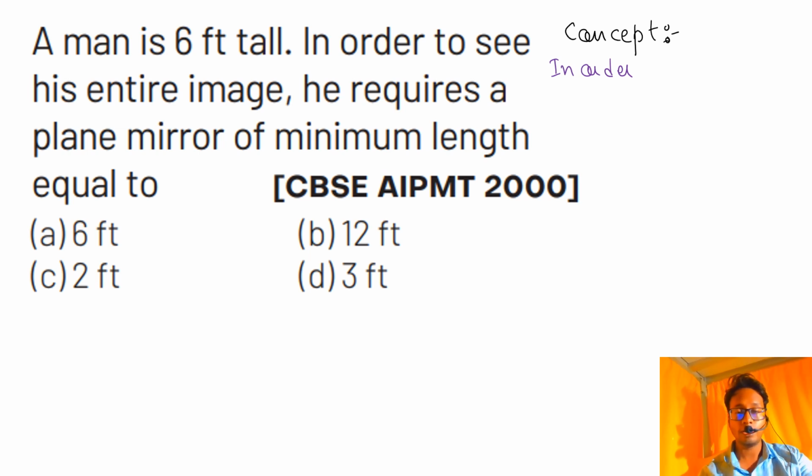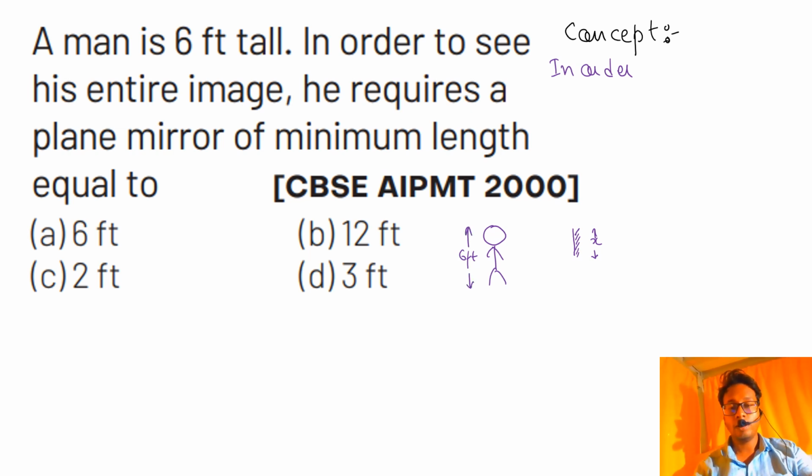What does the diagram say? Suppose a human is there, and a mirror is there. The tip of the mirror is aligned to his head. Now let us assume the height of the mirror to be x. The height of the human is 6 feet.